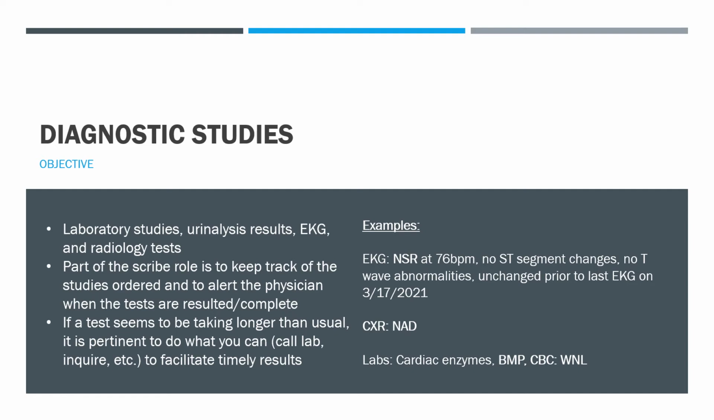EKG: normal sinus rhythm at 76 beats per minute, no ST segment changes, no T wave abnormalities, unchanged from prior EKG on whatever date that was. Chest x-ray: no acute disease. Labs: cardiac enzymes, basic metabolic panel, complete blood count, all within normal limits.